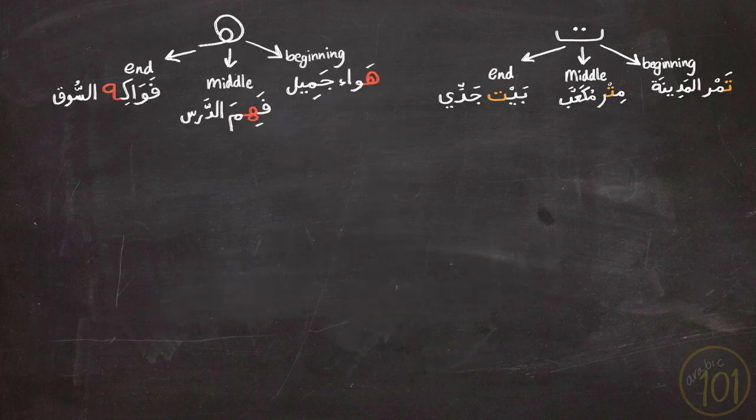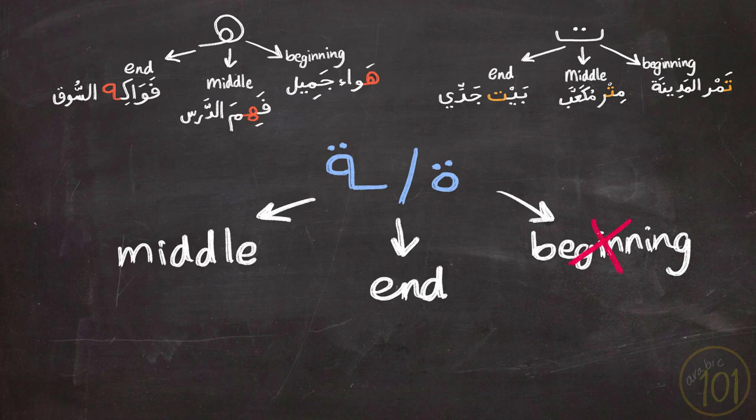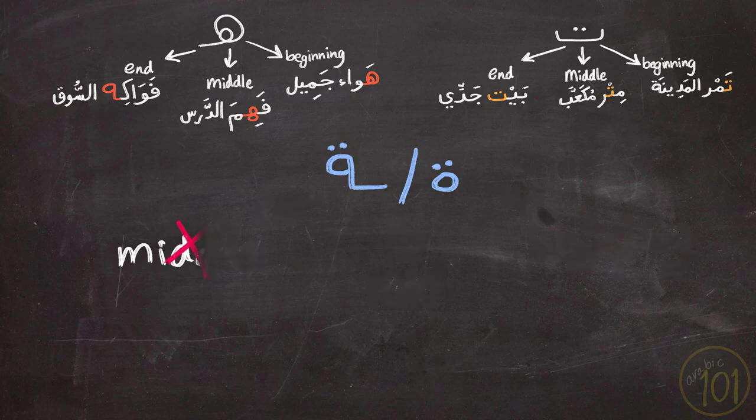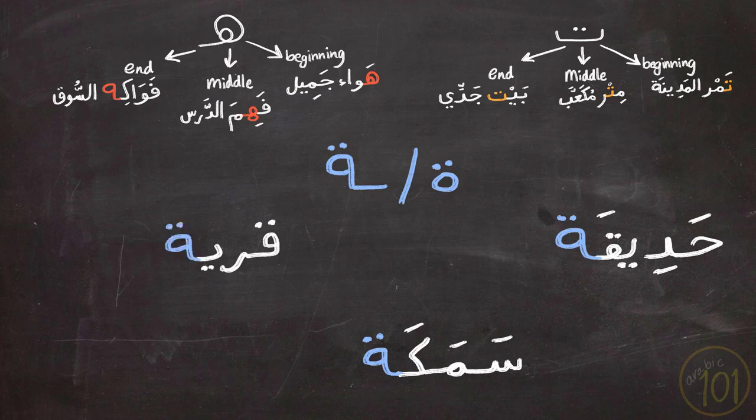But then we have something called ta مربوطة. And the first thing you notice is that it only occurs at the end of words, not at the beginning and not in the middle, like these examples. حديقة, سمكة, قرية. And secondly, you'll see that it looks a little bit like ta with the two dots on top. But also it looks like ha when it comes at the end of the word. And it does indeed have some characteristics of both letters.